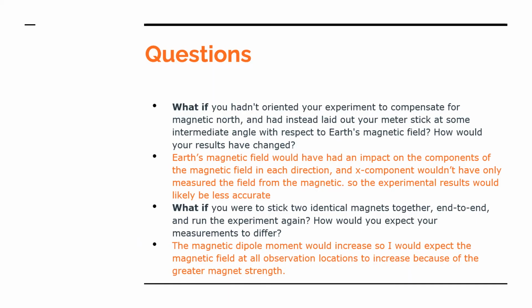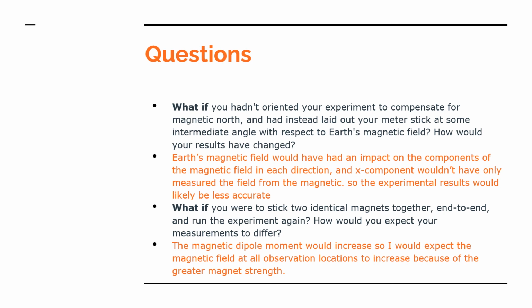So the questions to think about with this experiment are that if we hadn't oriented it to compensate for magnetic north, this would have affected our results a little bit because we wouldn't have started moving the magnet with a magnetic field of 0 magnitude, and so the Earth's magnetic field would have impacted the magnetic field on the magnetometer, so the results would probably have been less accurate.